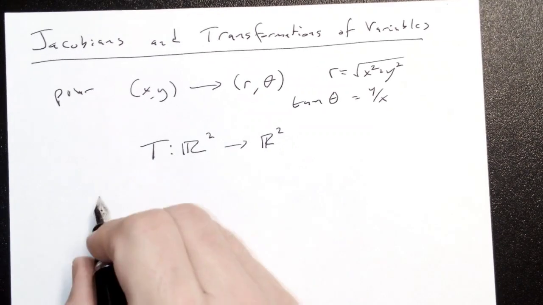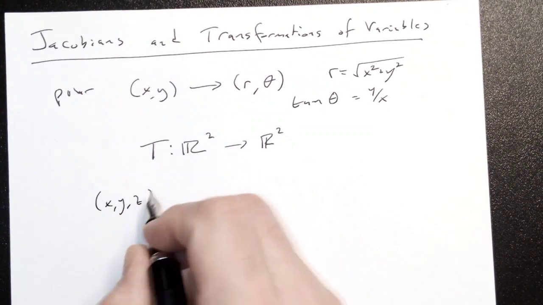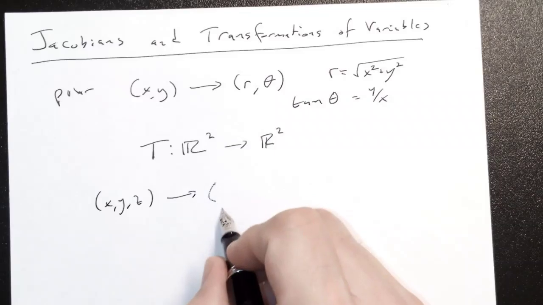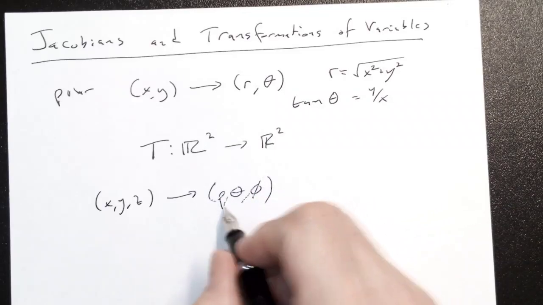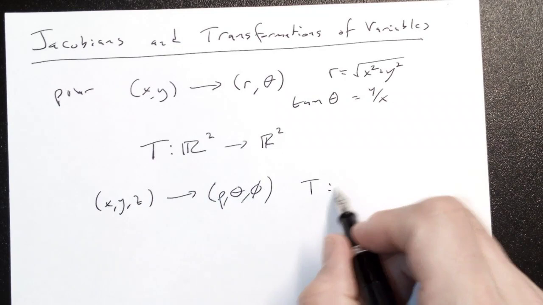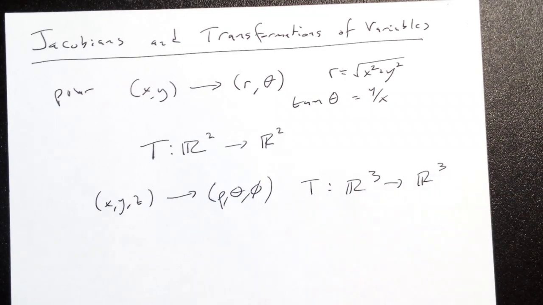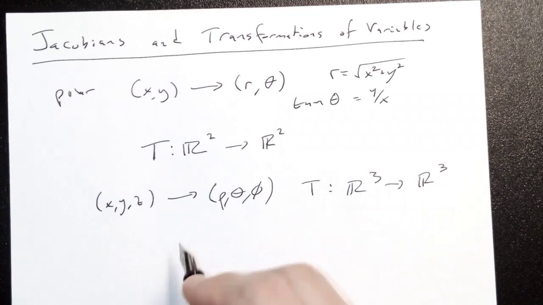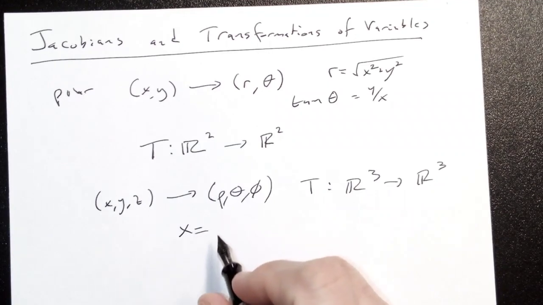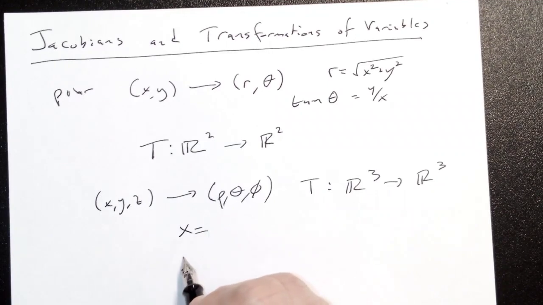Same thing if I think about spherical. That would be a transformation that takes three inputs in and gives out three outputs. Now, what's nice about these particular transformations is that I already know the equations for x, y, and z here, right? But that means that getting the other ones is a little harder.